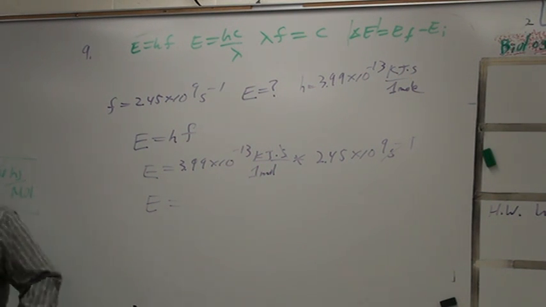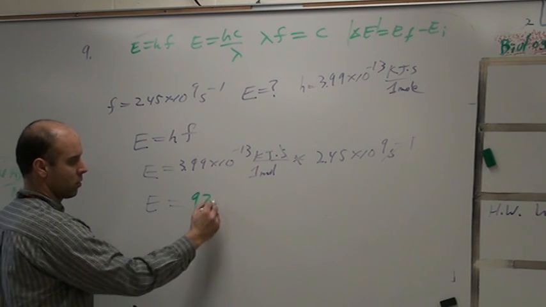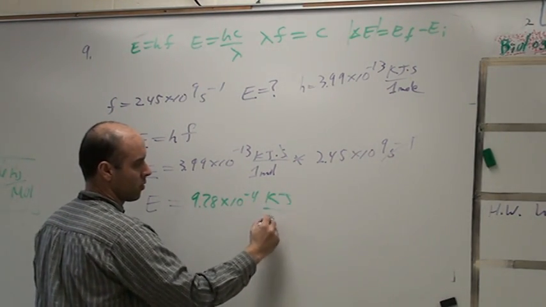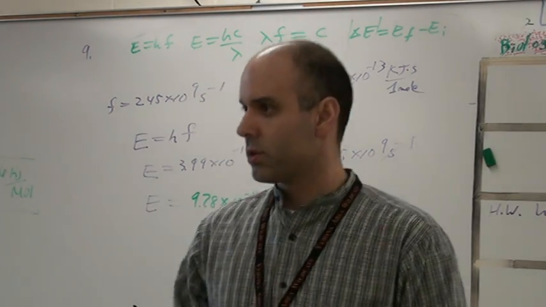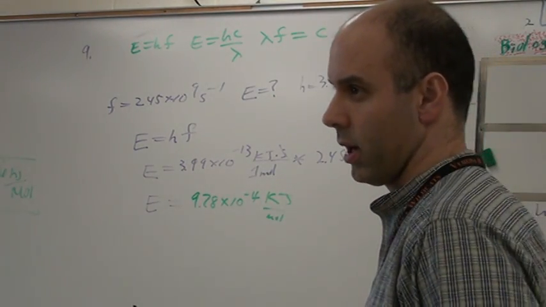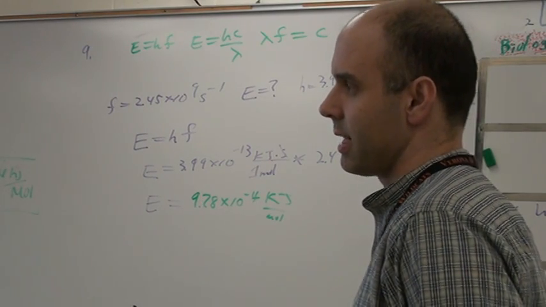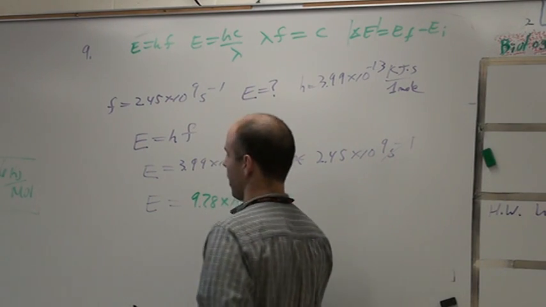What's the answer, Ailish? 9.7 times 10 to the negative 4 kilojoules per mole. So that's the answer, Becky. 9.78 times 10 to the negative 4. Okay? That is not a large amount of energy. It's not that great. So this answer ties into number 10.